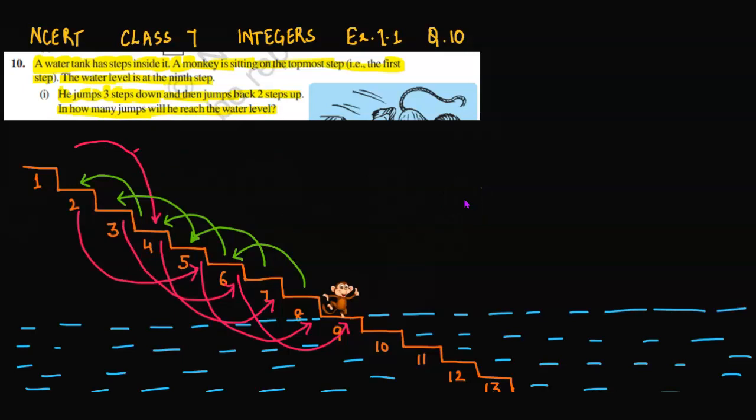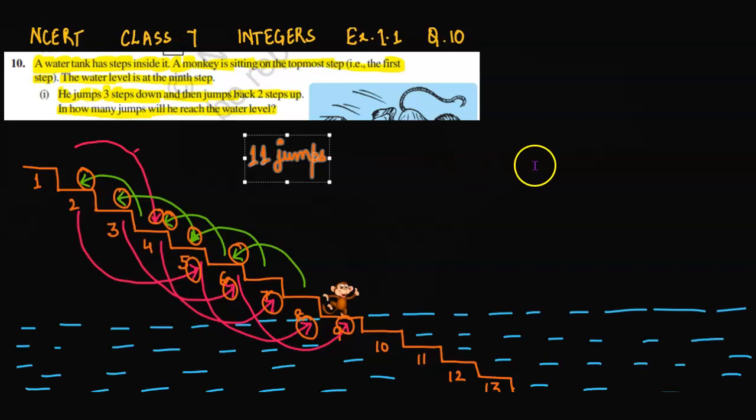So we'll count the arrowheads. 1, 2, 3, 4, 5, 6, 7, 8, 9, 10 and 11. So he has made 11 jumps in order to reach the stair 9. But there is a series hiding in this question.